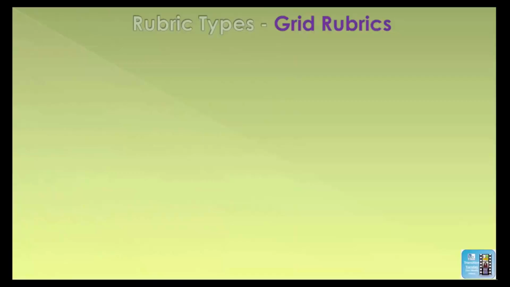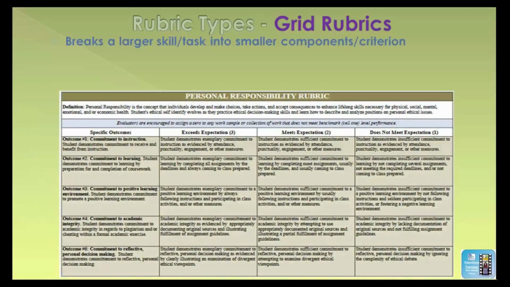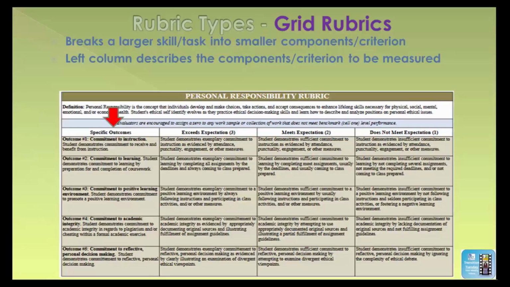There are a few different rubric types. The first one we're going to discuss is grid rubrics. Grid rubrics break a larger skill or task into smaller components or criteria. The left column describes the skill or task to be measured, and the top row describes the level of performance. This type or format of rubric is common in many school districts.